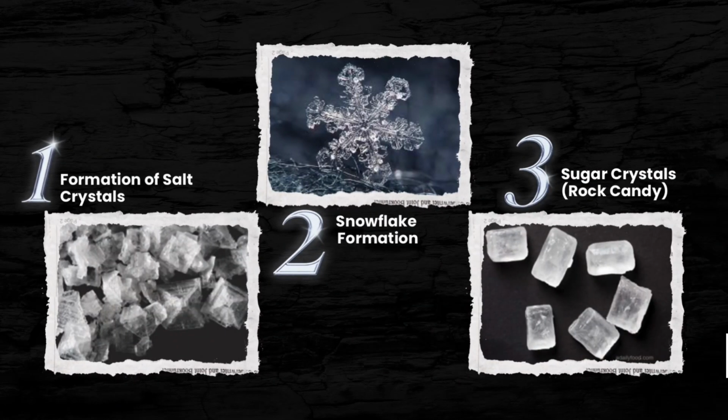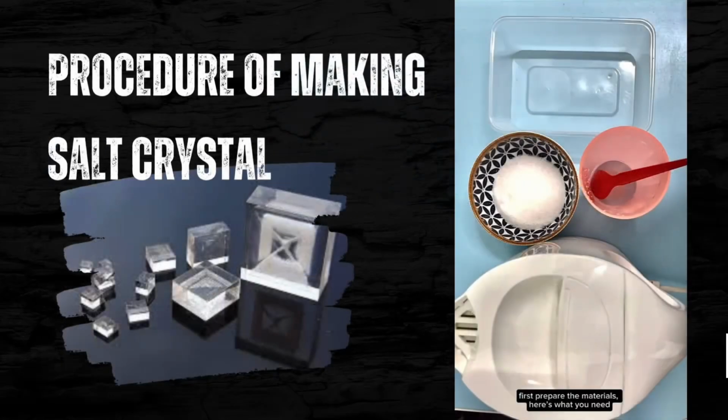These are some common examples of crystals going through the crystallization process: salt crystals, snowflake formation, sugar crystals, and many more. In this part, I have already created a video demonstrating the process of making salt crystals. So let's take a look at the video.